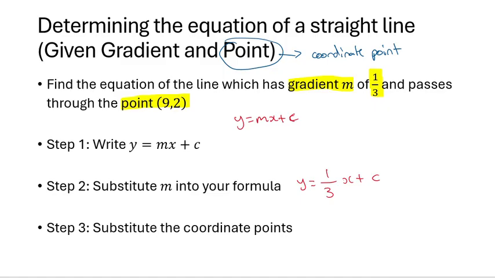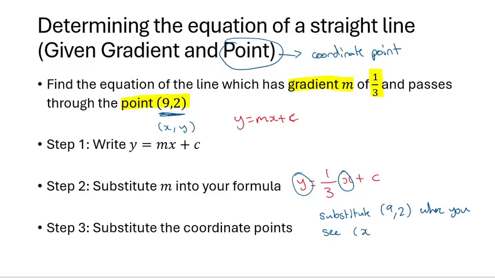Now step three mentions substitute the coordinate points. We're given the coordinate point (9, 2). If you remember, a coordinate point is written as x and then y. Just go based off your formula: you see y, you see x. So you're going to substitute 9 and 2 where you see x and y respectively.